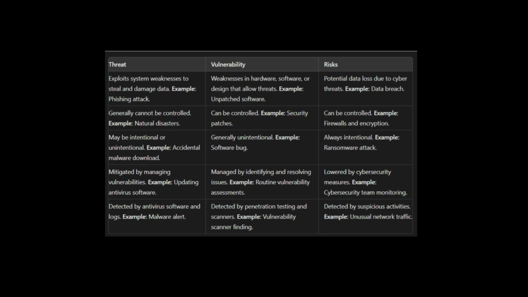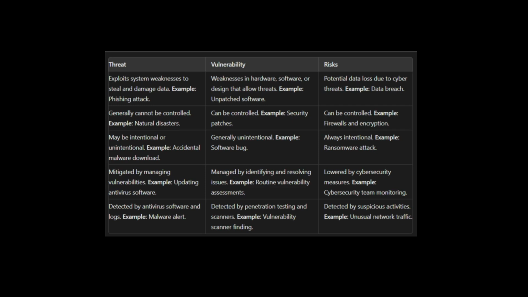So an antivirus is sufficient to handle threats. If we update it and keep time to time checks on the antivirus, that is very useful. On the other hand, vulnerabilities are managed by identifying and resolving issues. For example, routine vulnerability assessments. So we have to form a routine where we do the vulnerability assessments and fix the previous bugs that are in the software. The third one is the risk. They are lowered by cybersecurity measures. For example, cybersecurity team monitoring.